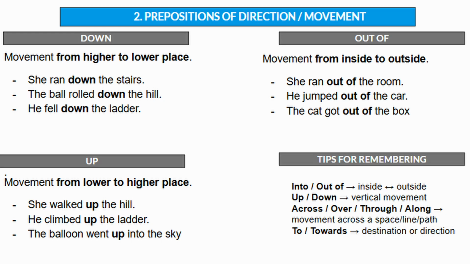Preposition of direction: out of. This is movement from inside to outside. She ran out of the room, means she was inside and she went outside. He jumped out of the car. The cat got out of the box, from inside to outside. Tips for remembering: into or out of, inside, outside; up and down, vertical movement; across, over, through, along, movement across a space, line, or path; to, towards, destination or direction.